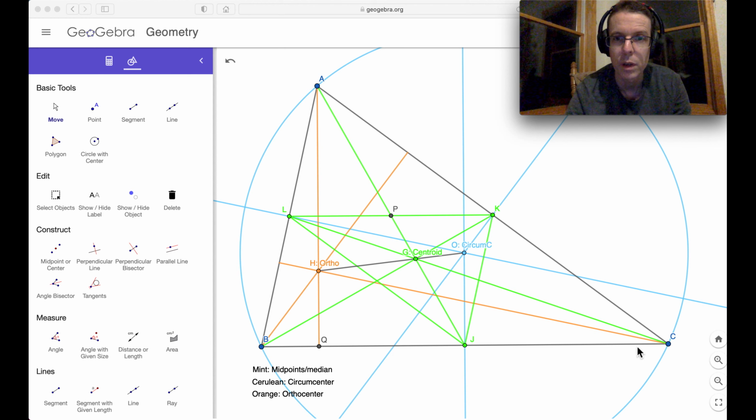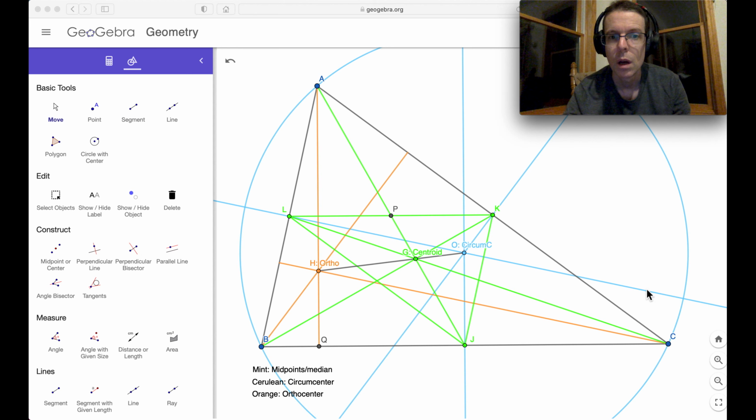So let me remind you of this figure. There's a lot going on in this very complicated figure, so I want to remind you what's going on. This figure is taken from our Euler Line figure, and we're going to use it and extend our knowledge about it. But let me remind you what's going on here. We have a triangle ABC.